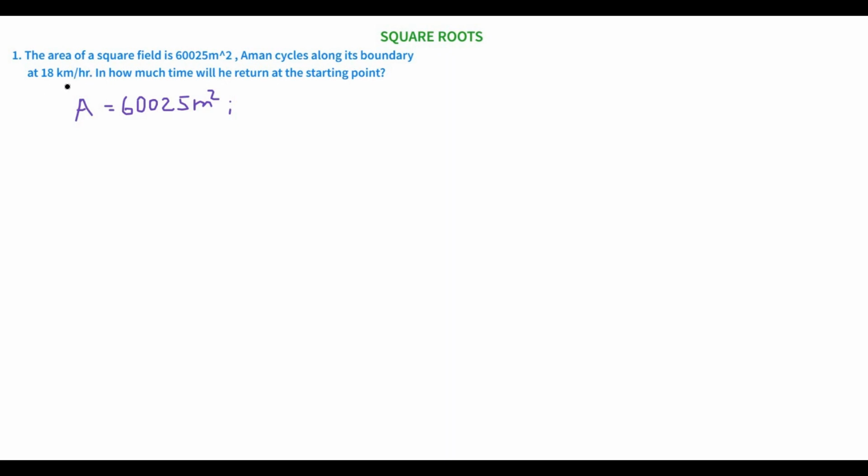So here the speed of his cycling is given. So let's write first what is given. So speed is 18 km per hour. So these two are given to us. Now what is asked? In how much time will he return at the starting point? So first they are asking us to find out what time he will return at the starting point.